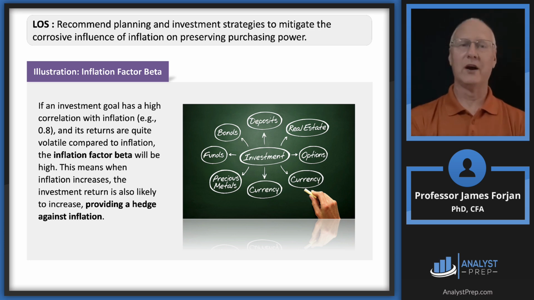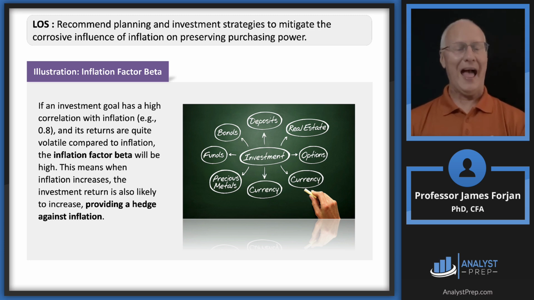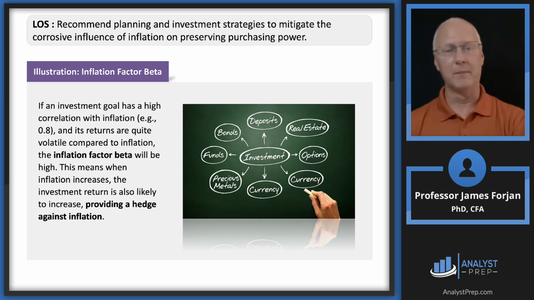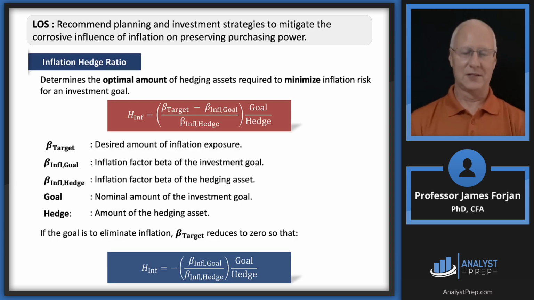So what we're doing here in this slide is to illustrate the simple relationship between correlations and that inflation factor beta as they relate to volatility. So if we have high correlations and if we have lots and lots of volatility, then that inflation factor will be high. So this means that that investment return is going to be an excellent hedge against inflation. That's why we have bolded down there at the bottom, providing a hedge against inflation.